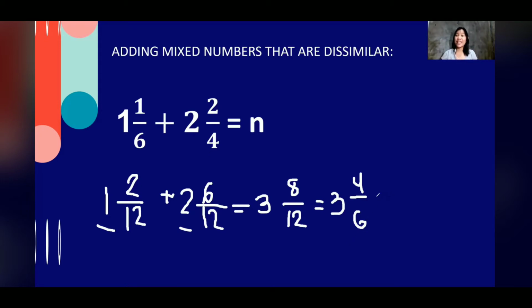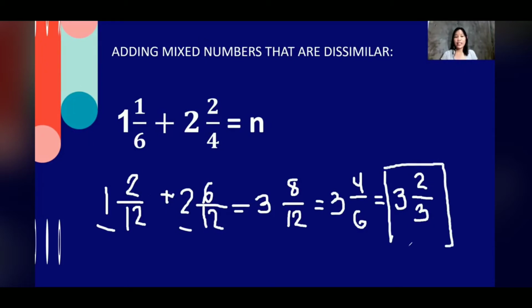No, because we can still simplify the 4/6. Okay? 4 divided by 2 is 2, and then 6 divided by 2 is 3. Is it the final answer? Yes, because we can no longer simplify the thirds, meaning 1 and 1/6 plus 2 and 2/4 is equal to 3 and 2/3. Got it?